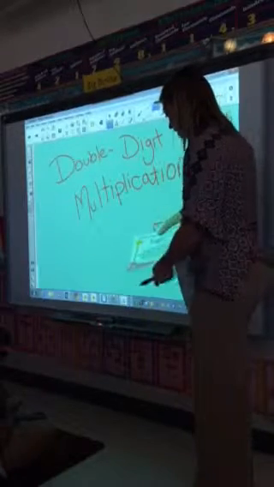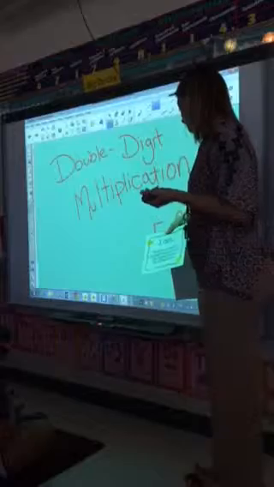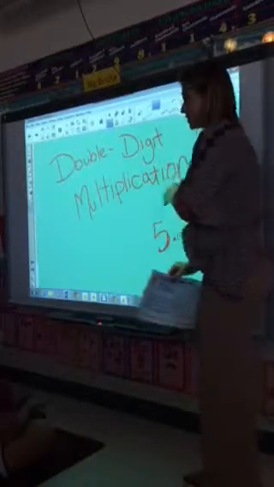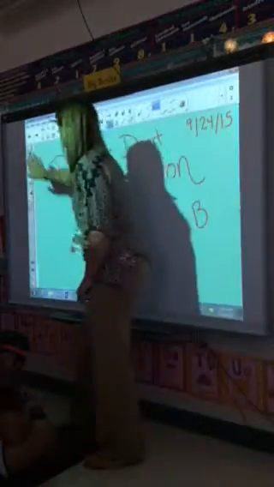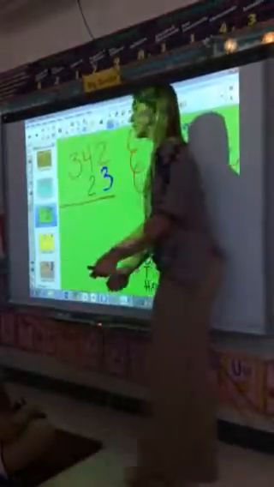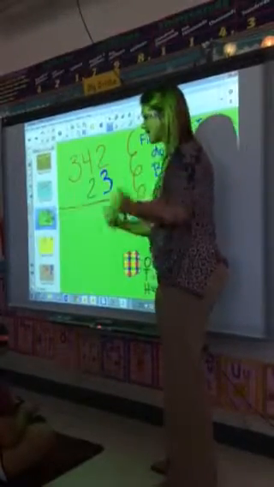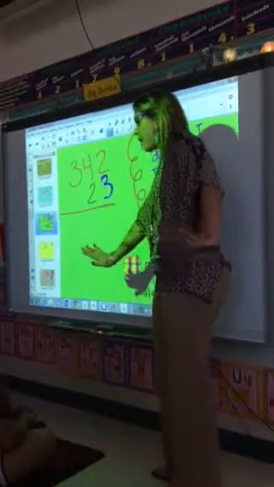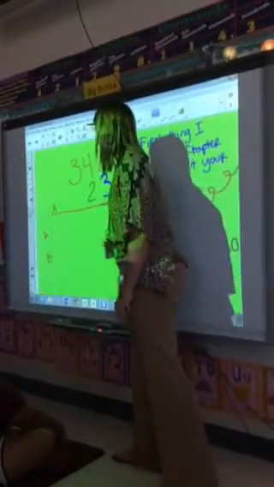5.3b, I can multiply with fluency a 3-digit number by a 2-digit number using the standard algorithm. We're going to practice initially this first problem with a little bit of me taking the reins, guiding you, leading you. Second question, y'all are going to lead me. Third question, all on your own. Get it? Got it. Okay.